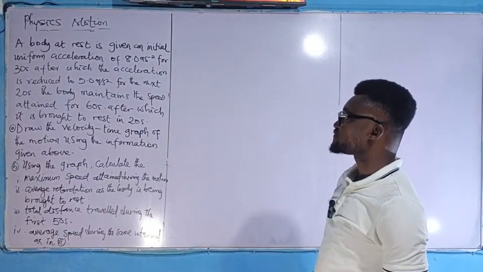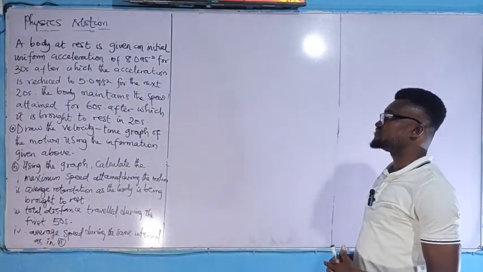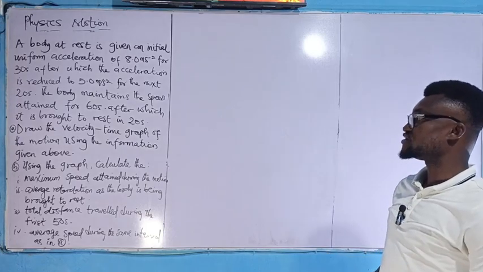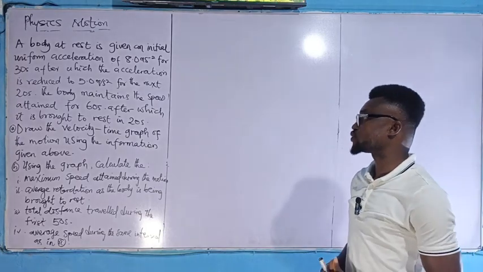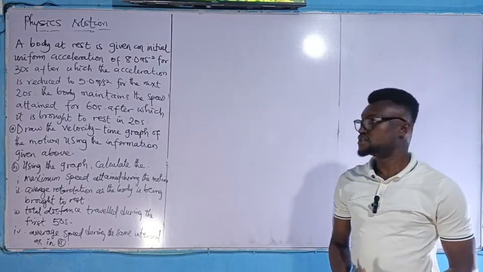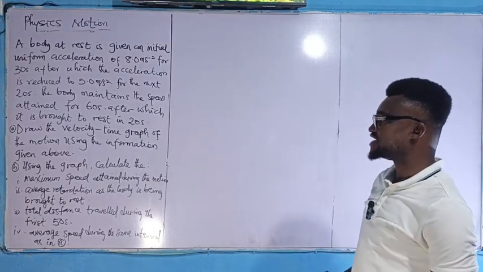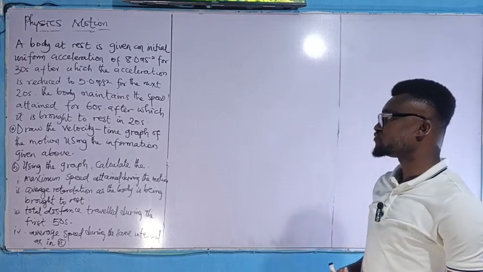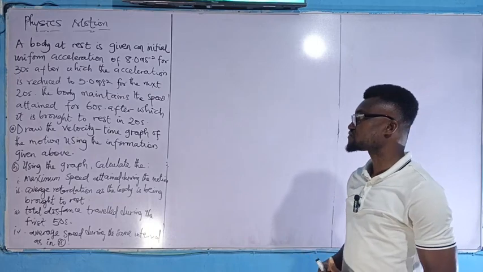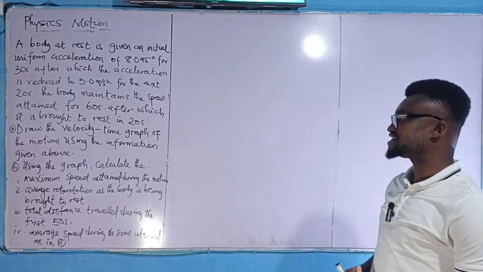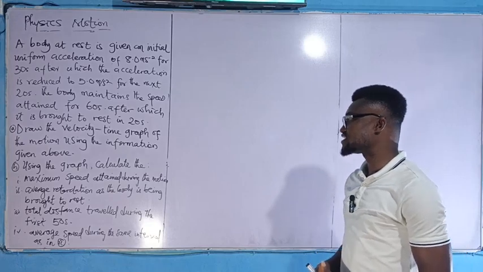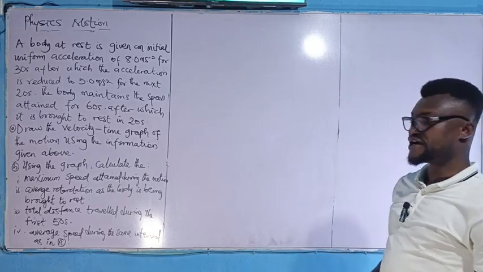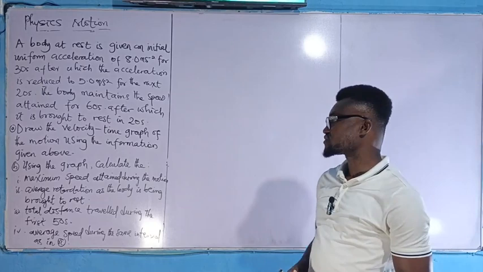We have a question on the board under motion. It reads, a body at rest is given an initial uniform acceleration of 8 meters per second squared for 30 seconds, after which the acceleration is reduced to 5 meters per second squared for the next 20 seconds. The body maintains the speed attained for 60 seconds, after which it is brought to rest in 20 seconds.